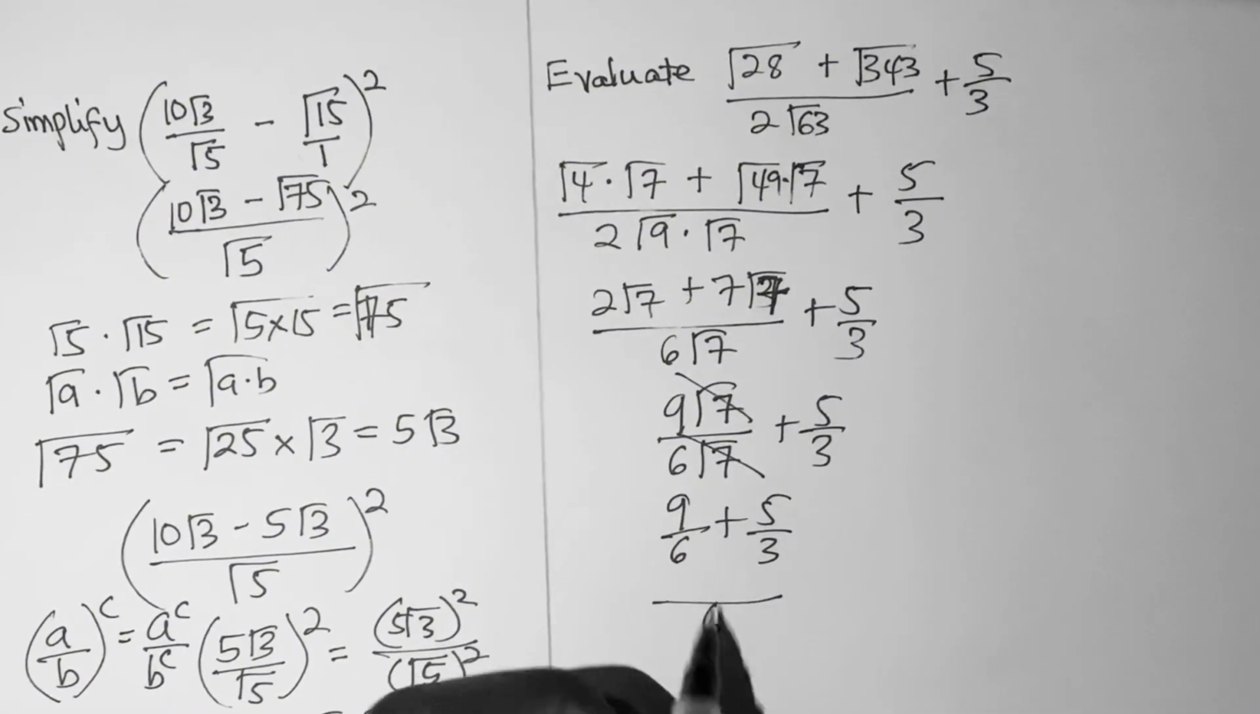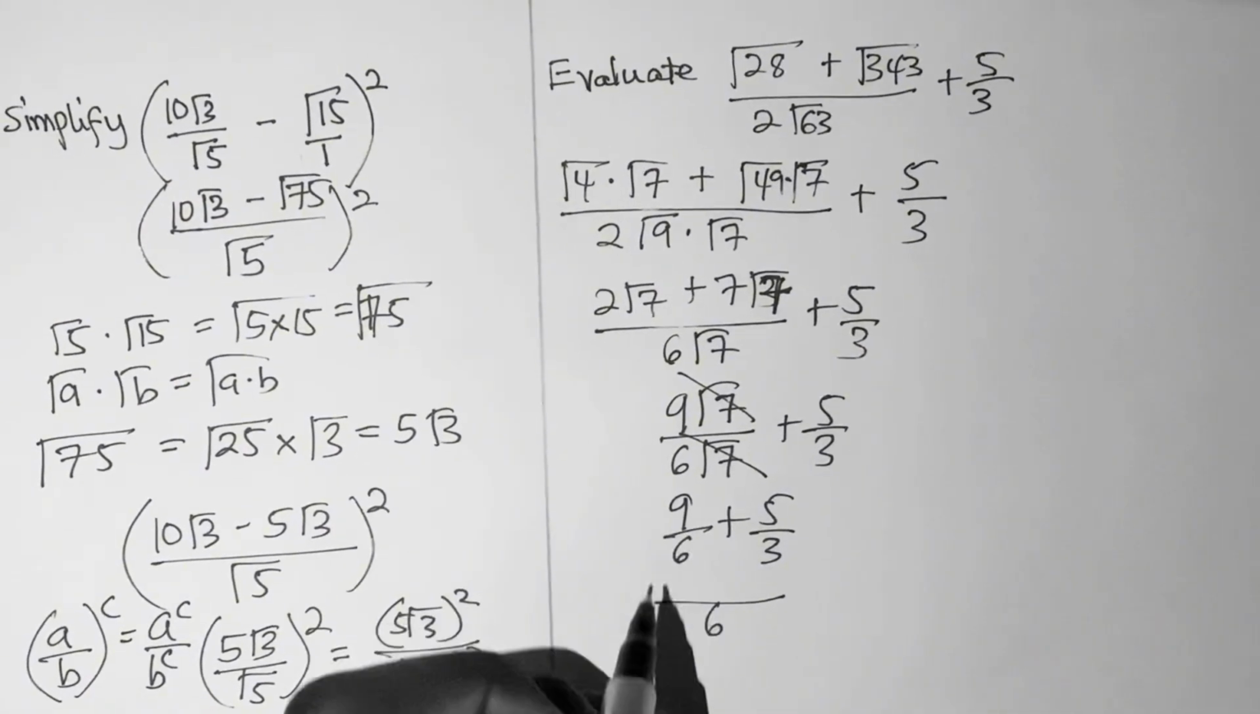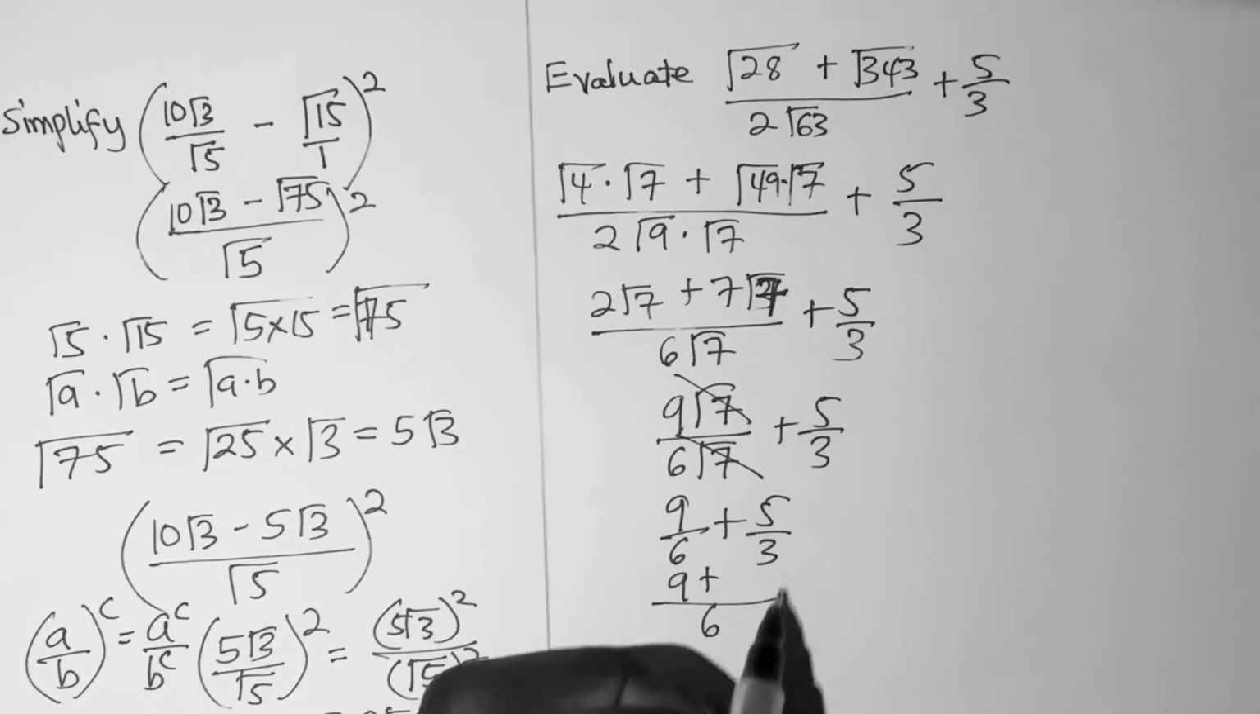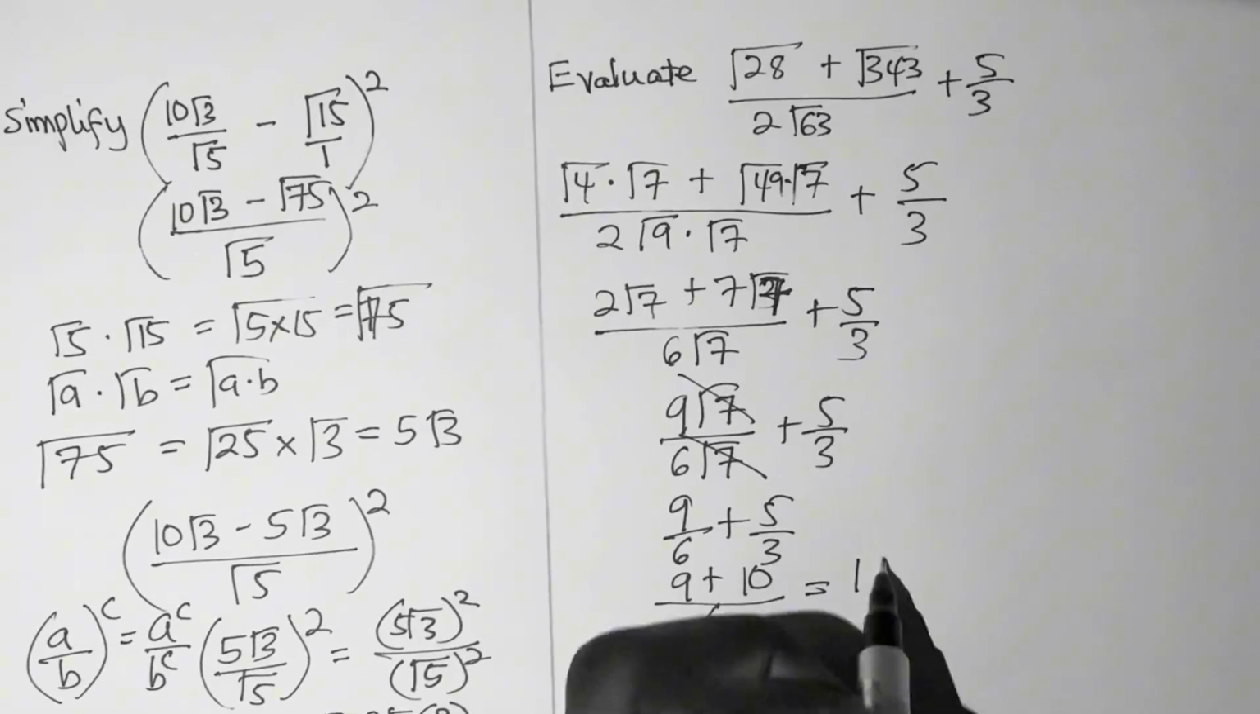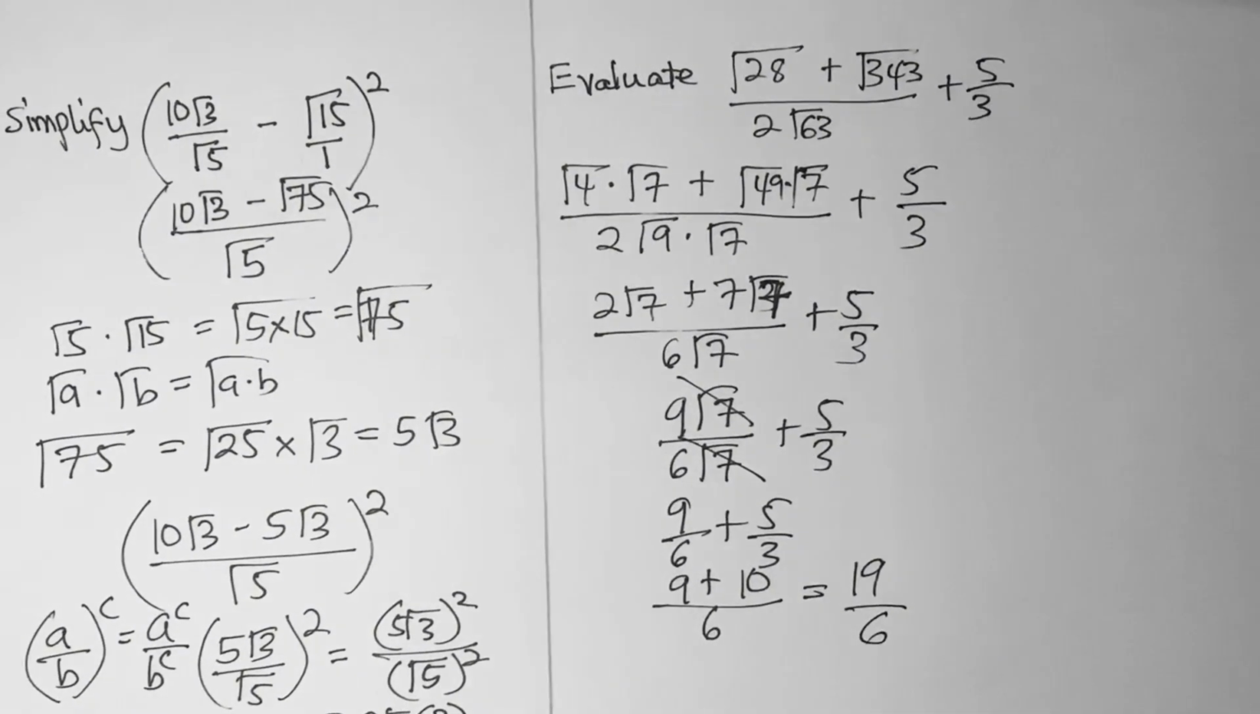So the LCM here is 6. 6 divided by 6 is 1. 1 times 9 is 9, plus 6 divided by 3 is 2. 2 times 5 is 10. Now 9 plus 10 is 19, divided by 6.